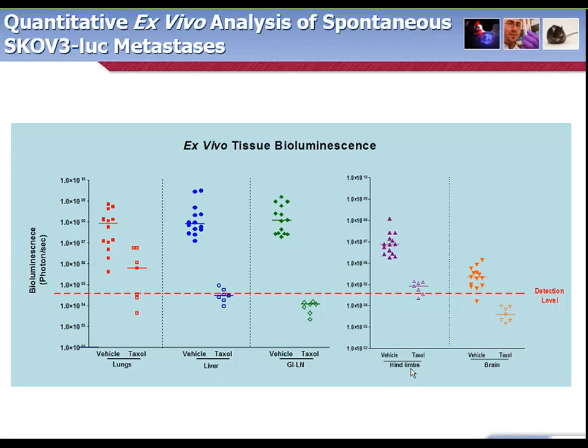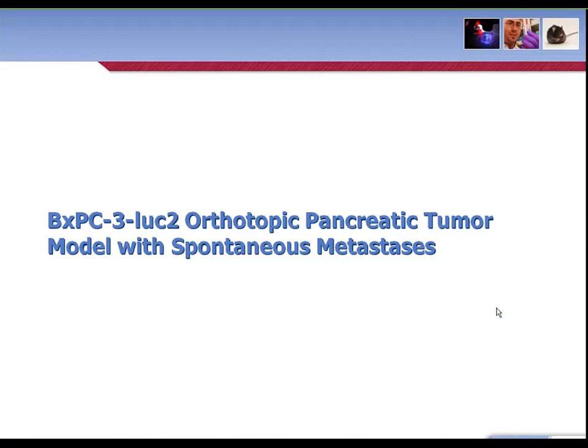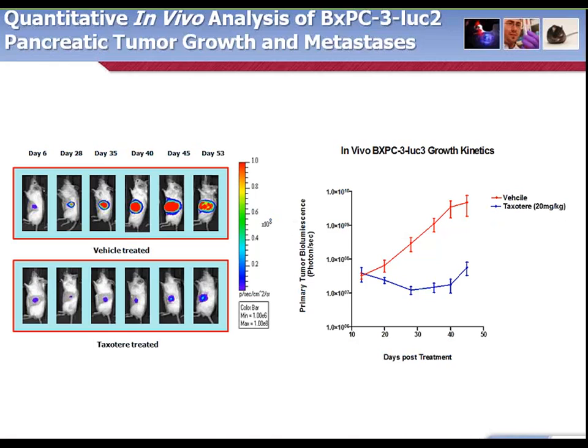Ex vivo imaging, 5 different tissues. You can see the lungs, liver, GI of the lymph node, hind limbs, which would be muscle, and brain. And you can see that we get different bioluminescence or photons per second when you compare different tissues. But in all cases, the Taxol treated has significantly lower bioluminescence.